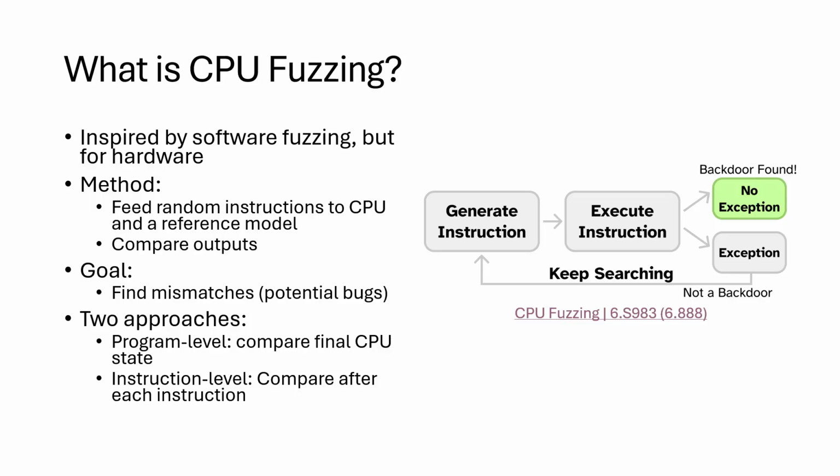That's where instruction-level comparison comes in, where you compare the state of the CPU to the simulator after each instruction. This is significantly more precise, but it's also much, much slower than program-level comparison.